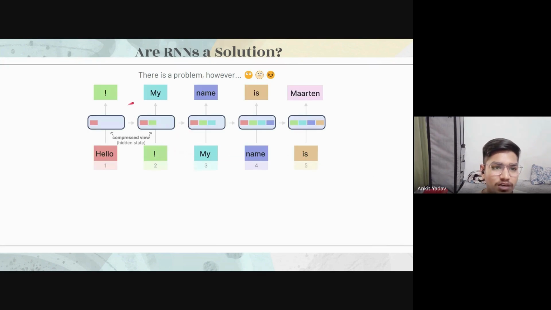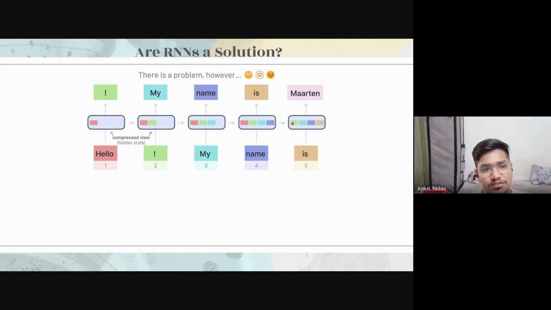I'll leave it to the audience. Say in this diagram I have: hello exclamation, my name is Martin. If anyone can guess what the issue here is, you can take a try. What's the issue here in this diagram? Just focusing on the previous step.